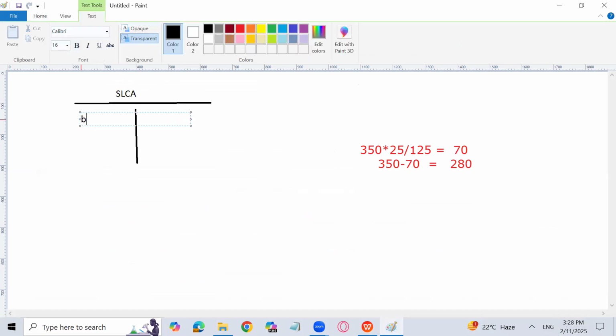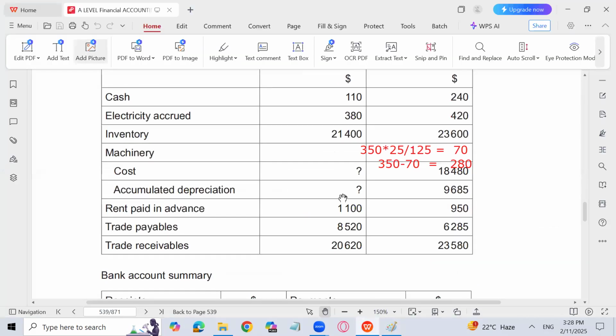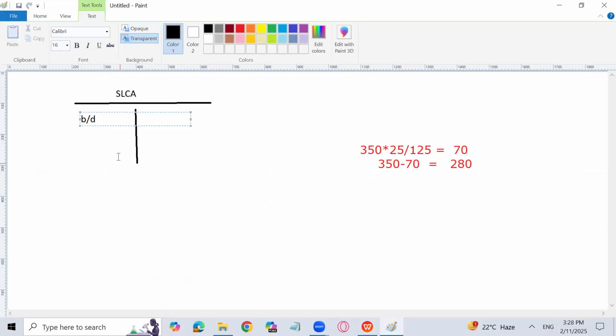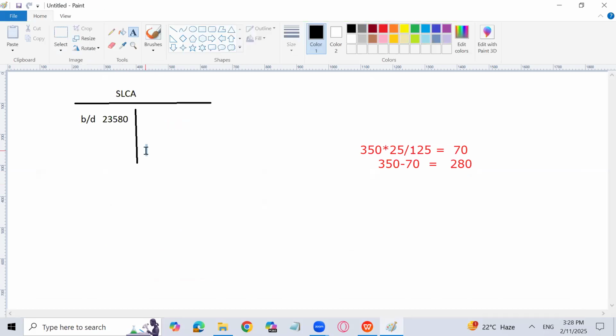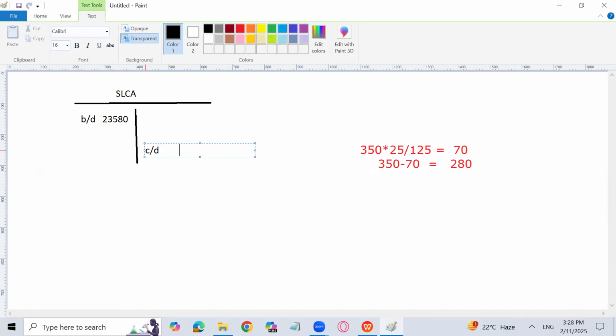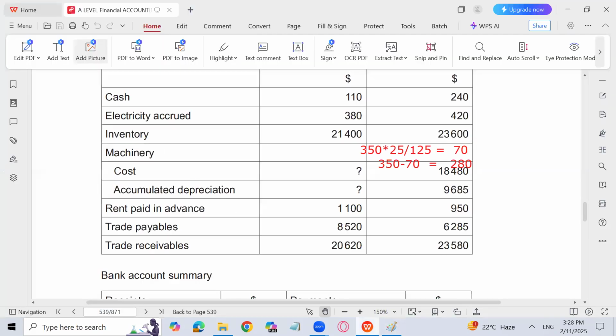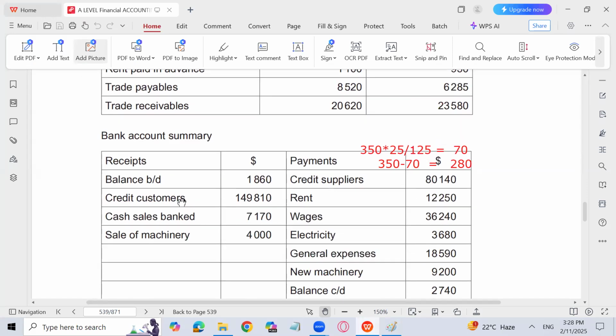I will write brought down here. So let's see what is the amount of brought down. Trade receivable at the start is given here, 23580, 20620. 23580 carried down. 23620, let me check it again. 23580, 20620. Okay. Now receipts from customers, that is the receipt from credit customers, 149810.